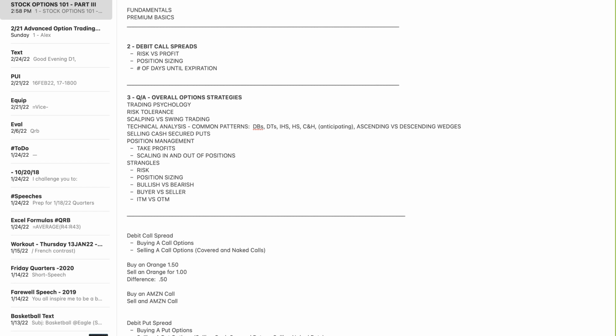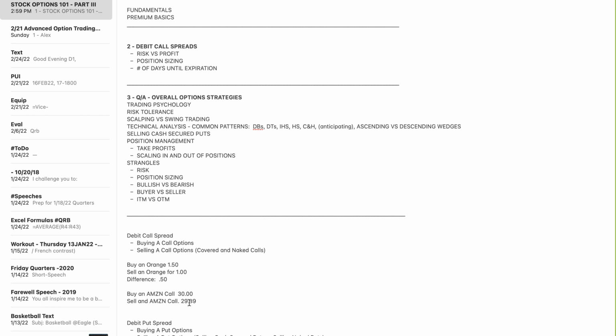All right, let's say the Amazon call is going for this, and say this is going for this. So let's say to buy that Amazon call will cost $3,000, right? Because you move the decimal two spaces to the right.